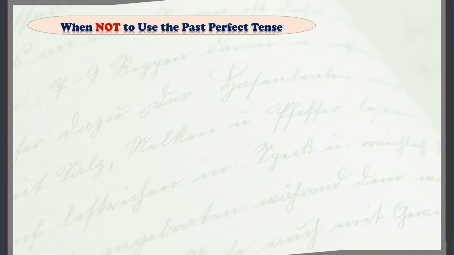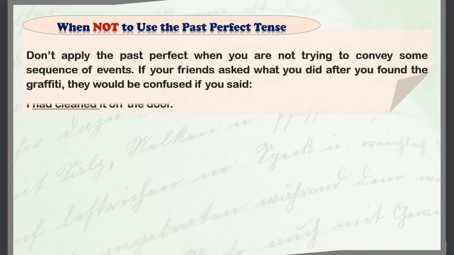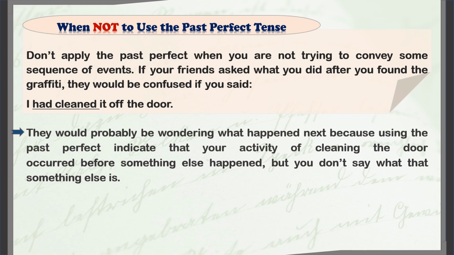When not to use the past perfect tense. Don't apply the past perfect when you are not trying to convey some sequence of events. If your friends asked what you did after you found the graffiti, they would be confused if you said, I had cleaned it off the door.